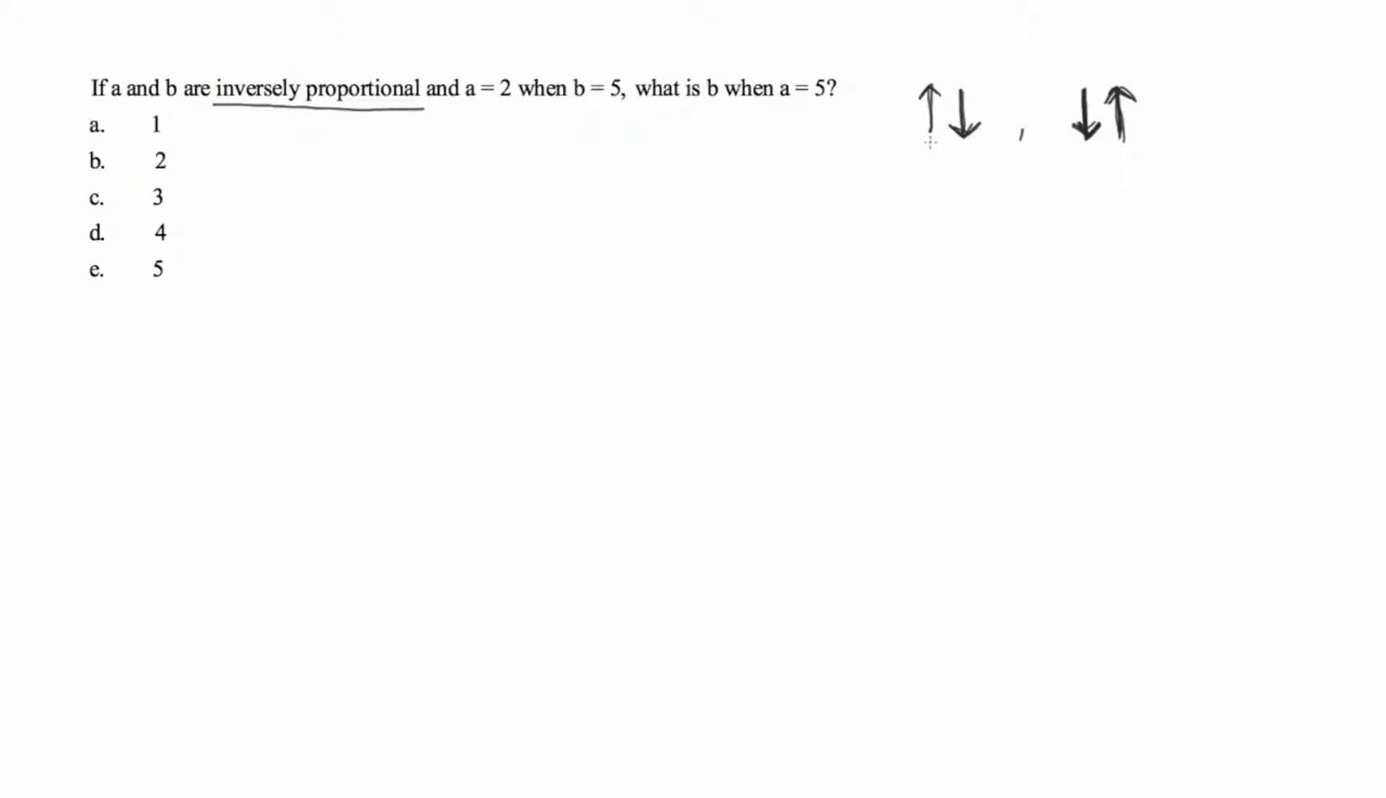It doesn't mean that one has to go up, then the other goes down. It could be the opposite. One thing goes down and the other goes up. So inversely proportional, they might use the word opposite or indirect. Don't get confused. All of these three things mean the same thing, and we're going to use the same exact strategy for all of these three words.